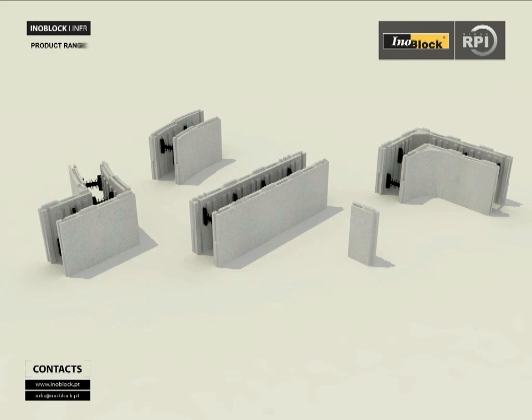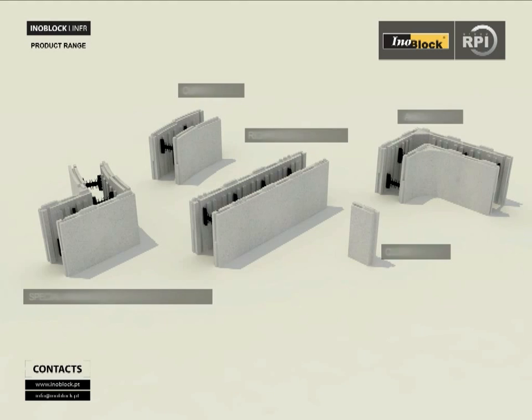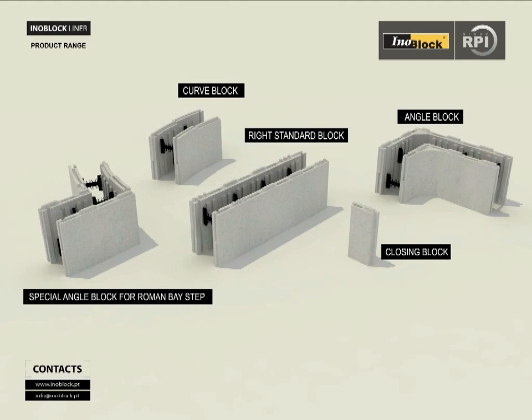Inoblique blocks. Blocks in high-density polystyrene, 30 kg per square meter, used for the construction of reinforced concrete pools with insulation inside and outside. A full range. Right standard block. Corner R15 block. Special angle block for Roman base step units. Block curved. Closed block.